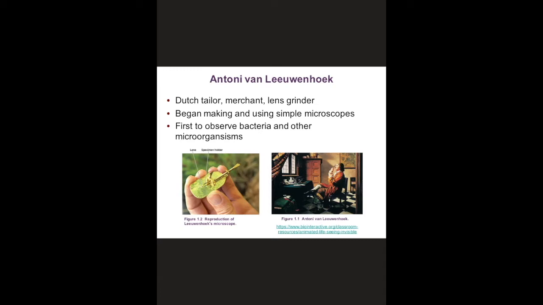It wasn't until this individual came along, named Antony van Leeuwenhoek, who began making very effective microscopes. Now, other people were making microscopes at this time, but his were just spectacular. His lenses were crafted better than other people's, and this allowed him to see microorganisms or life that was smaller than other people were seeing, and this led to him observing the first bacteria and other microorganisms.